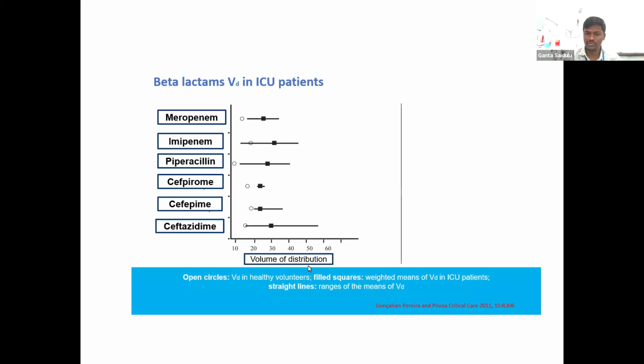And if you come to the main topic, beta lactams, volume of distribution in ICU patients: for so many reasons the volume of distribution increases in these patients. If you see the open circles, this is the volume of distribution of the healthy patient. The open circle line, and the filled circle is the increased volume of distribution. If you see the filled circles in ICU patients for the different antibiotics, meropenem, imipenem, any beta lactam antibiotic, compared to the healthy volunteers, the volume of distribution is increasing drastically.